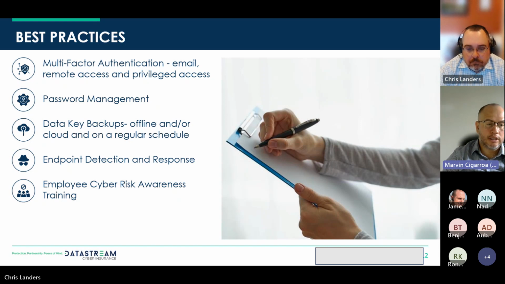And the final one here is employee cyber risk awareness. And I think with employee cyber risk awareness, the main ones there are especially to do training around those phishing scams, around those social engineering scams, around password management. Really talk to your employees about the importance of that, in order to hopefully avoid some of the losses that we talked about today.